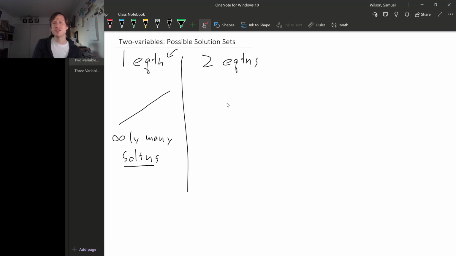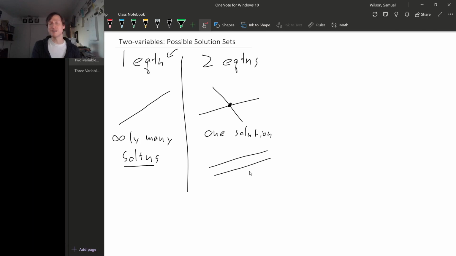If we have two equations, remember each equation is a line, and the most common situation is that your two lines intersect. Right? Any two lines that aren't parallel intersect. So in this case, we have exactly one solution. Okay. What are other geometric configurations of two lines? Well, it's possible that the two lines are parallel, and in this case, there are no points that are on both lines. That means there's no solution to the system of equations. So in this case, we have no solutions.